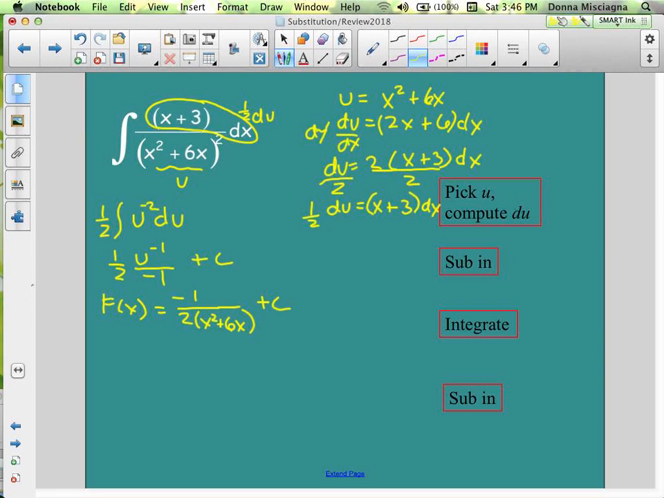Plus c. All right, so f of x equals -1 divided by 2 times x squared plus 6x plus c. Let's take the derivative, see if we're right. Let's check.